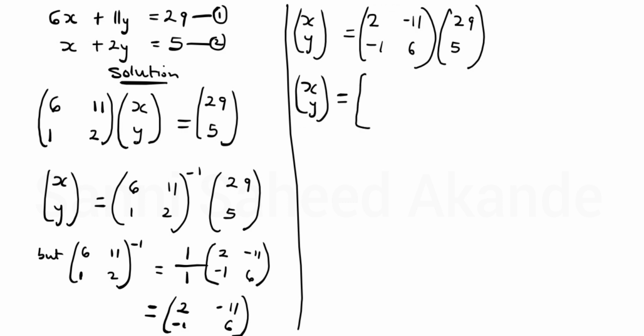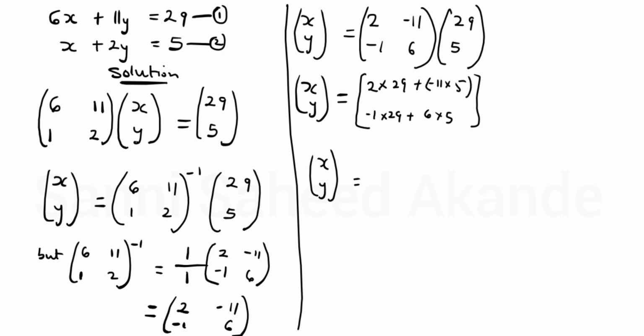So we have 2 times 29, then plus minus 11 times 5. Then the second row will be minus 1 times 29, then plus 6 times 5. All right, so we now have x and y equal to 2 times 29, which gives us 58. Then plus times minus is minus, 11 times 5 is 55. Then minus 1 times 29 gives us minus 29. Then plus 6 times 5, that is 30.